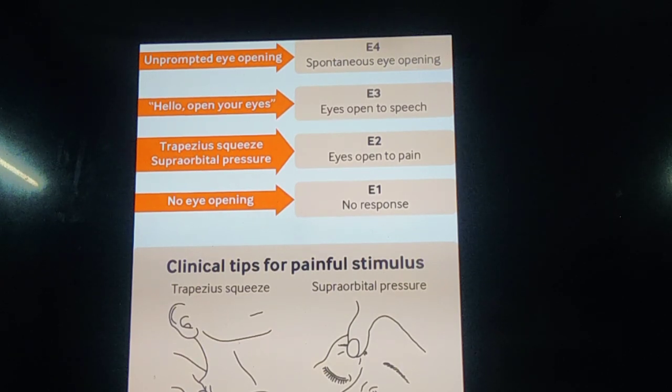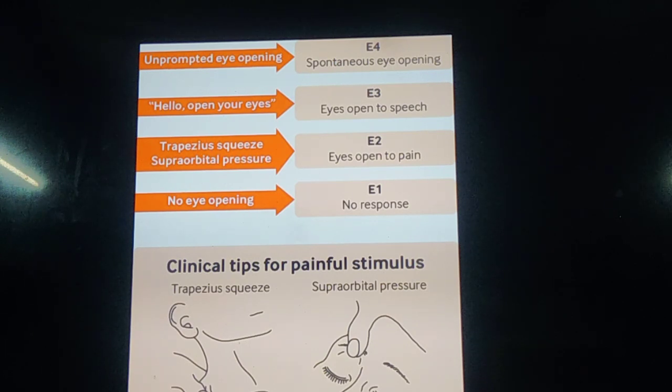You will give 4 to the patient when the patient's eyes are open spontaneously. You receive a patient in ER or you are assessing a patient in an ICU, you see that the patient's eyes are open spontaneously, then you will give the score 4, E4.